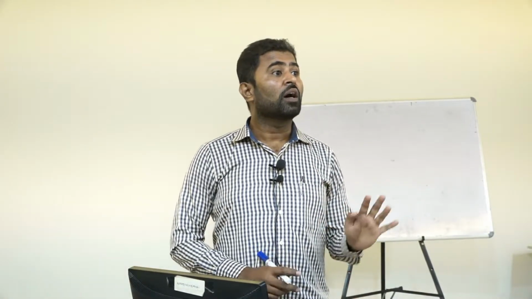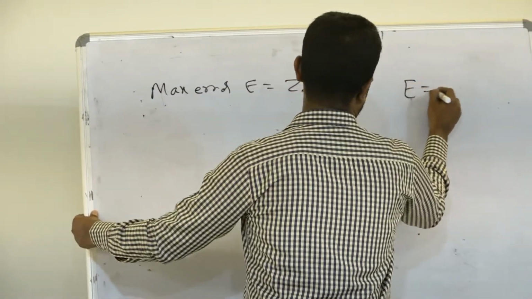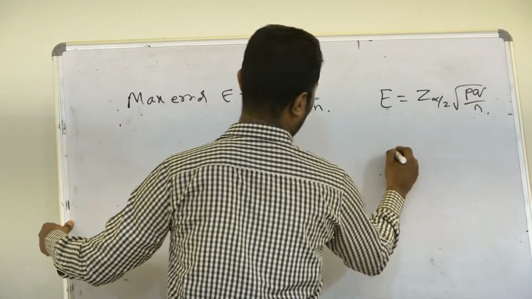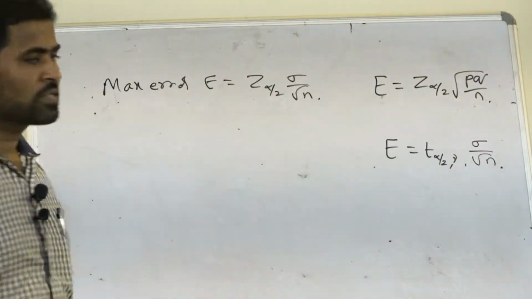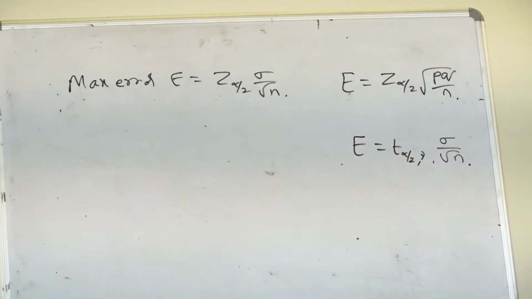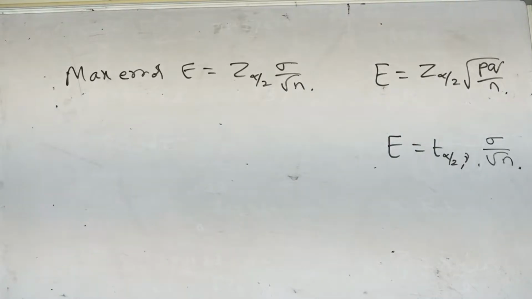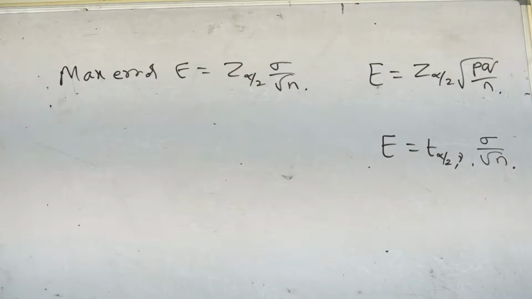So the questions we may get are how to calculate the maximum error, sample size and confidence intervals. These are all the formulas for standard error. The first one is for a large sample, single mean. The second one is for a single proportion. The third one is for a small sample, single mean. Whenever you have a small sample and sigma is unknown, you have to use the t distribution. Till now we were using the z distribution. I will tell you some problems on t also.